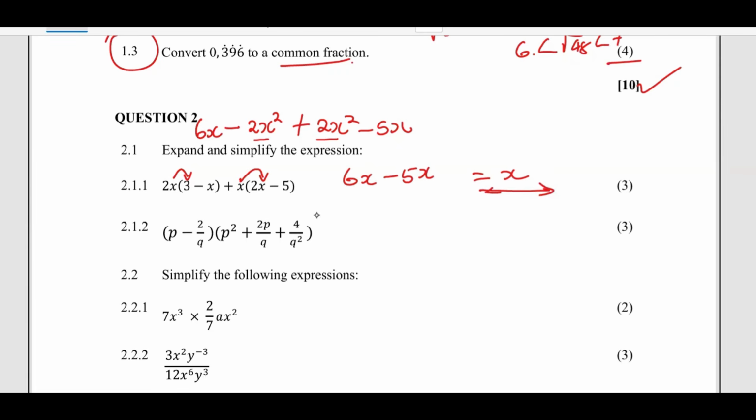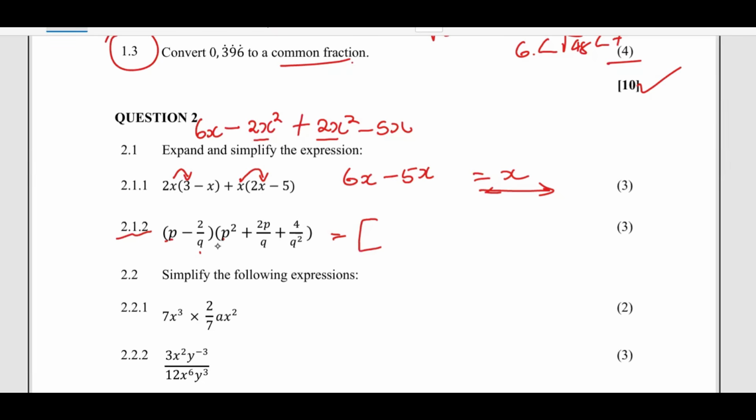Okay. Then 2.1.2. What do we observe before we open up? Yes, so you can go ahead and open everything. But when you look at the tool, this is p minus 2 over q. Then they squared this to p squared. They multiplied these two to p over q, and then they squared this to 4 over q squared.